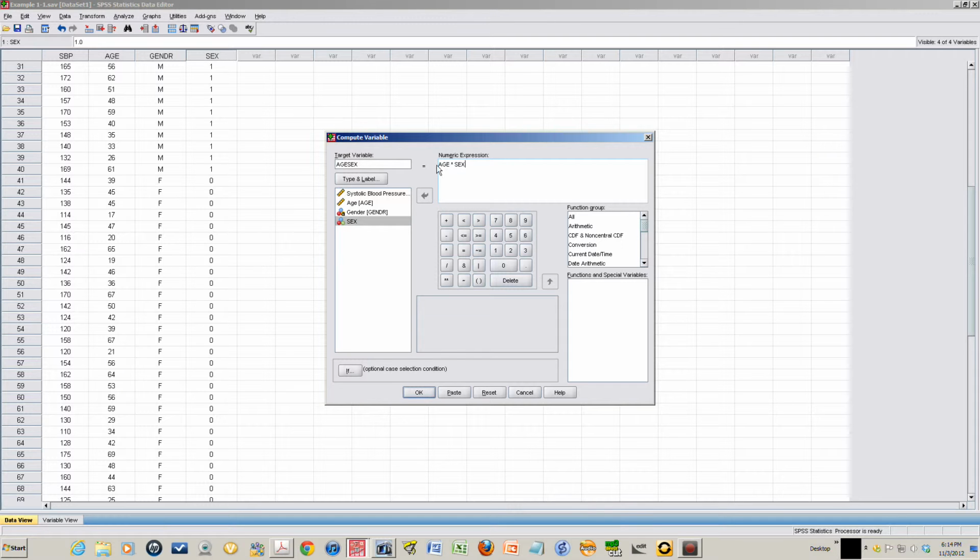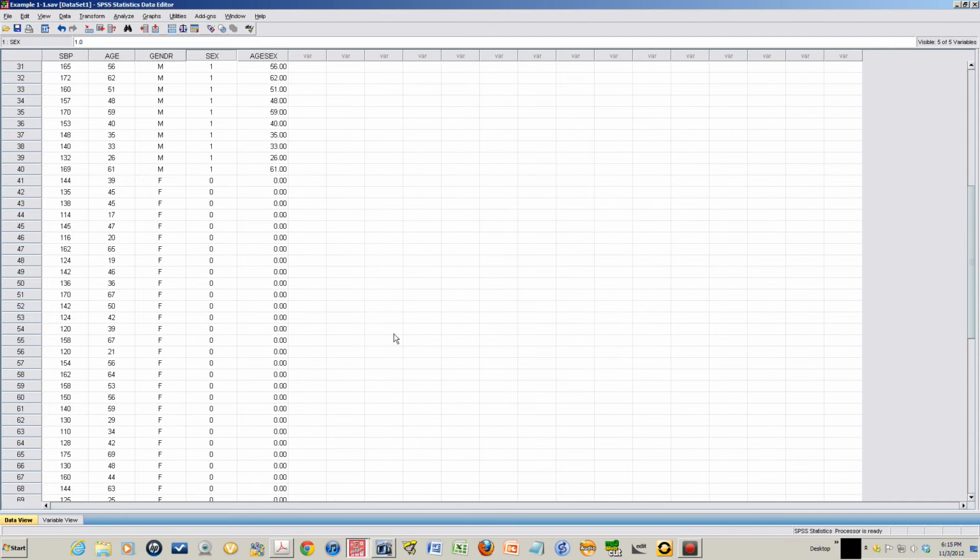So the product of these two variables makes an interaction. That's the way we define interaction in regression. And then I click OK. Then see a new column shows up here.